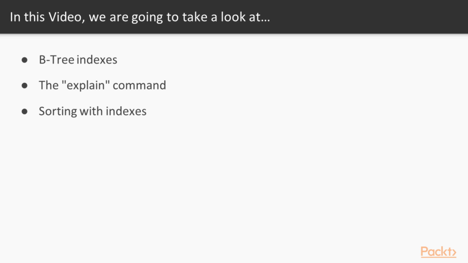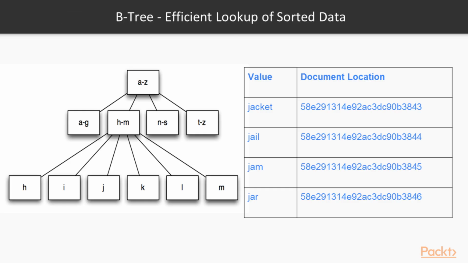So the first thing we want to cover is Btree indexes. A Btree is a computer science data structure that allows you to do very efficient lookup of sorted data. This is an example of a Btree that might exist for a dictionary of the English language. In this case, it has 3 levels of depth, and the first level is the root, and that covers all A through Z indexes in the alphabet.